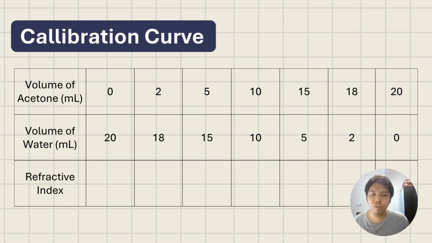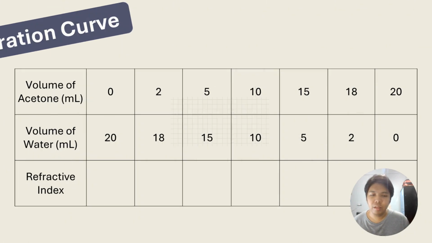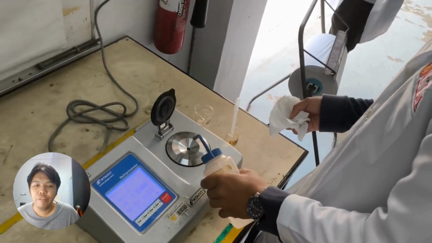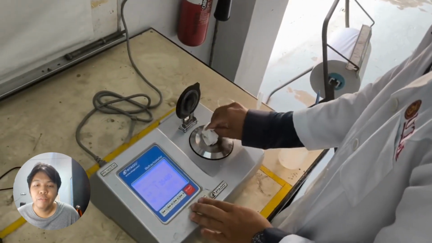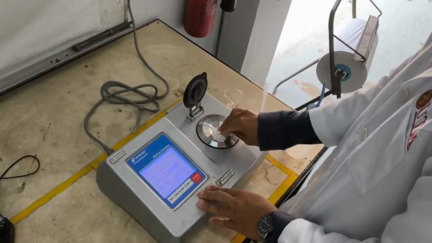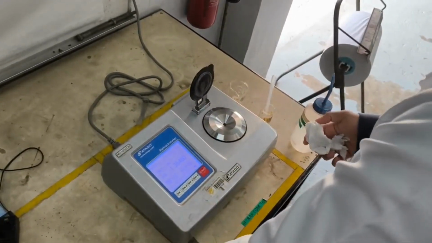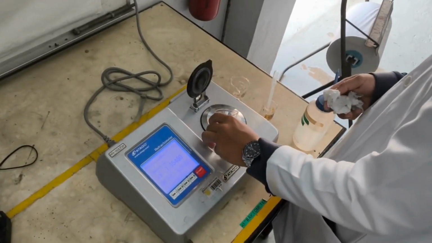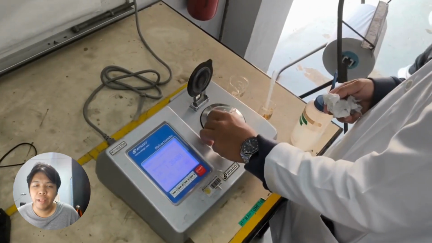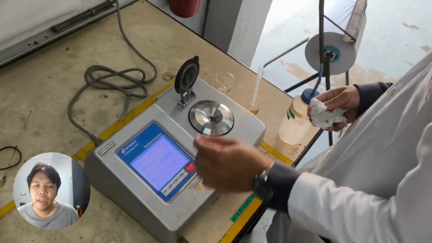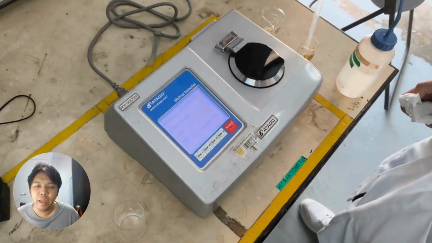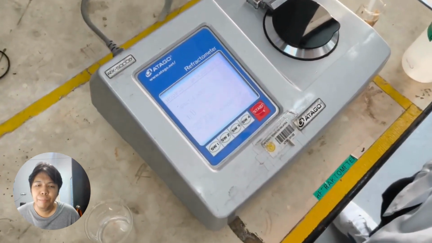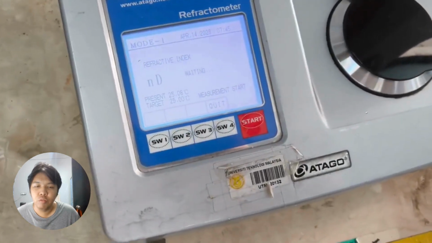Then those mixtures will be tested on their refractive index. Before using the refractometer, the plate was cleaned with deionized water to remove impurities. Then, a few drops of sample will be dropped onto the plate and covered with the cover to isolate it from the surrounding environment. Then, press the start button for the machine to take the reading.